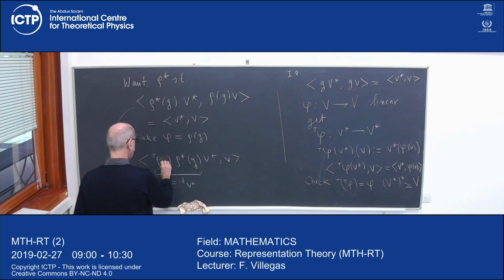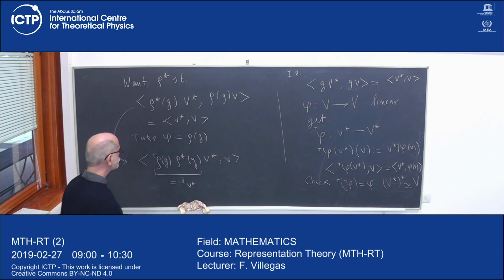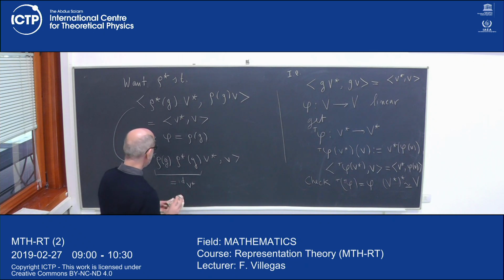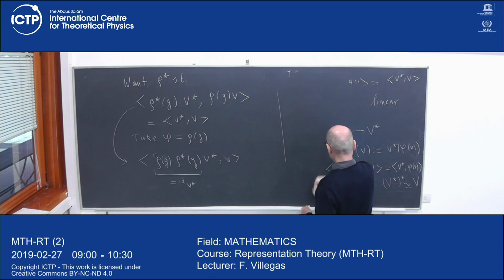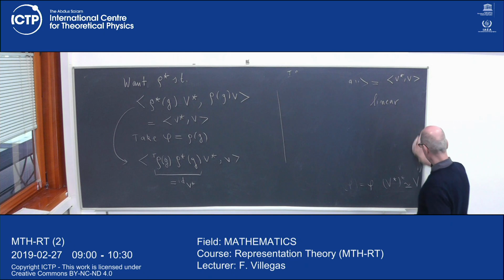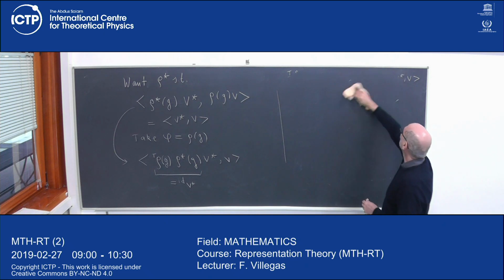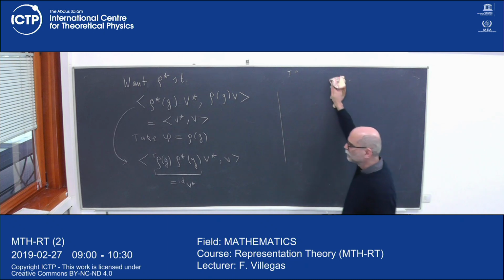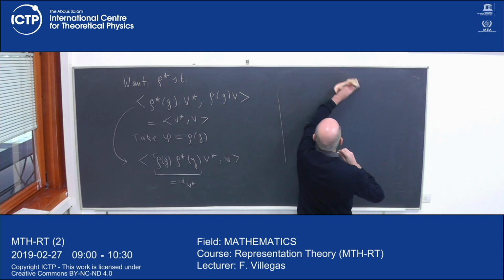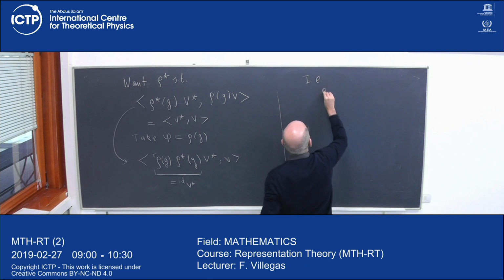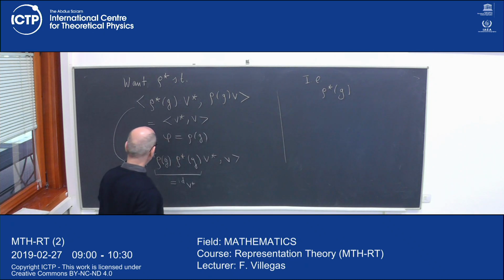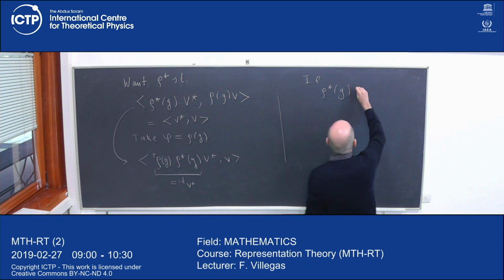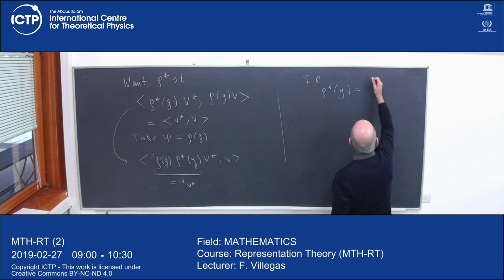Sorry, this row V makes no sense. This would be G. So what we get is that rho, if we want this statement to hold, it can only happen if we define rho dual as follows. So rho dual of G times rho transpose of G has to be the identity, so that means that rho transpose of G inverse.